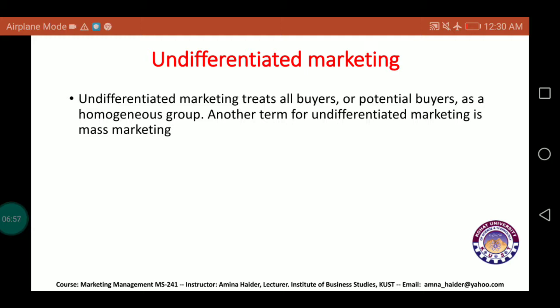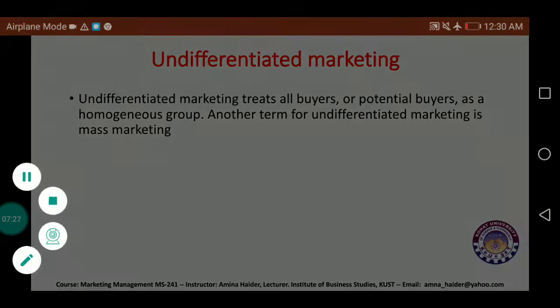So here there is absence of segmentation. This strategy occurs by default. Companies which lack a marketing orientation may practice this strategy because of lack of customer knowledge. It is convenient and simple because a single product has to be developed.